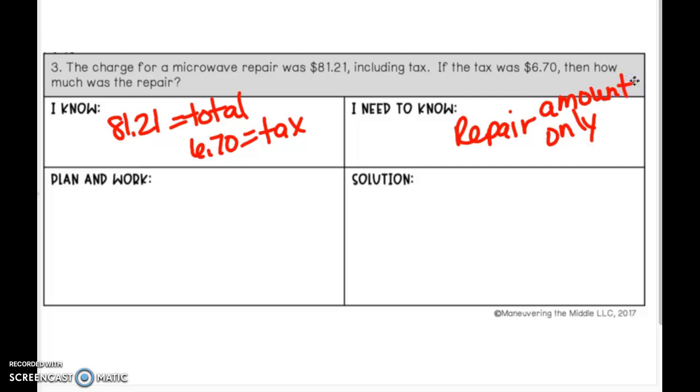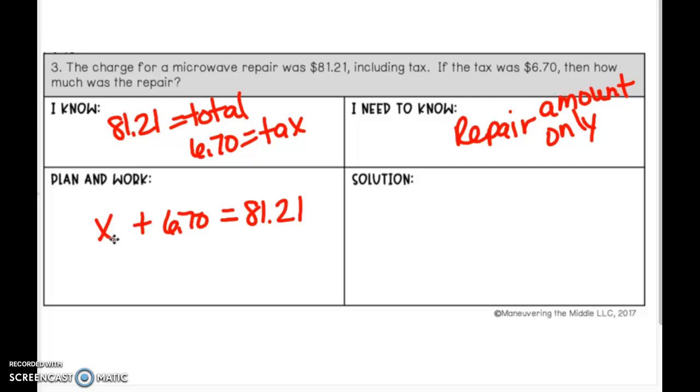So let's think about how we might set this up. I know that the total is 81.21, and sometimes I start and work my way backwards. And that is equal to the repair amount plus tax. So we know what the tax amount is, plus what we don't know is the repair amount. I personally am just going to call it X. You can call it R if that works.